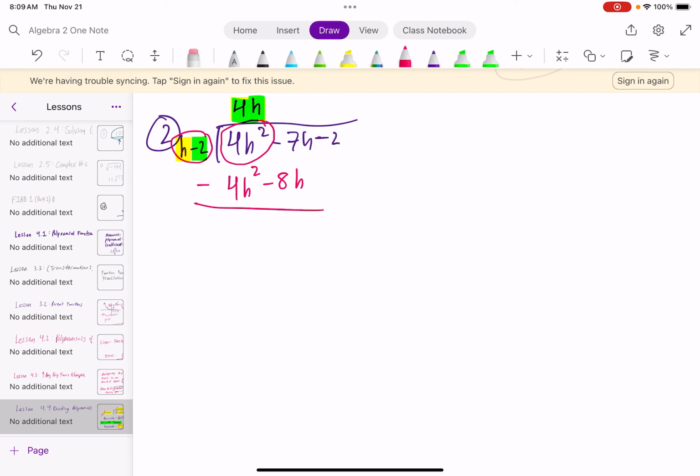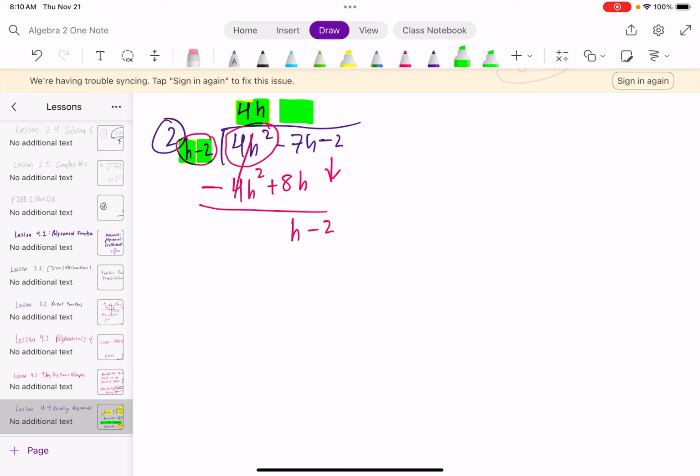Subtracting will flip each sign. This was positive, now it's negative. This was negative, now it's positive. These cancel. 8 minus 7 is just 1. I'm left with 1h. And I bring down the negative 2. Now I have to think. H times what will give me negative 7h?